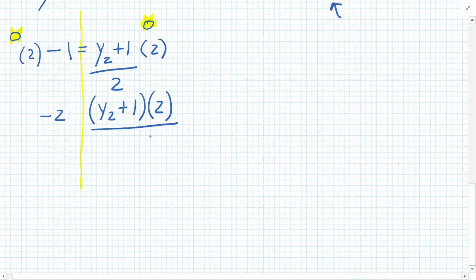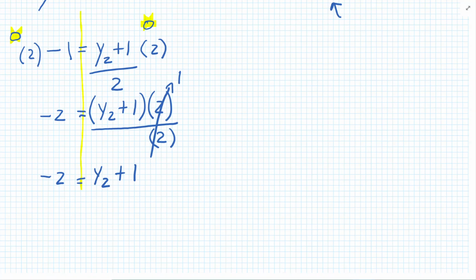All over 2. I'm going to move the 2 over just a bit and extend the line. So now 2 is below 2. When you have 2 divided by 2, that is equal to 1. So here we go. -2 plus y sub 2 plus 1. Remember, we have an equal sign.